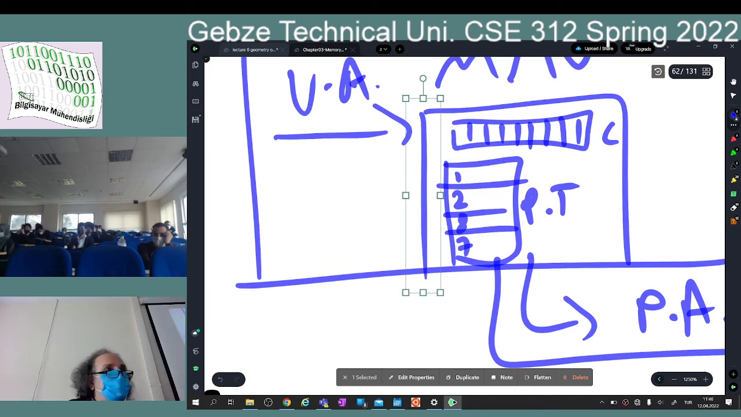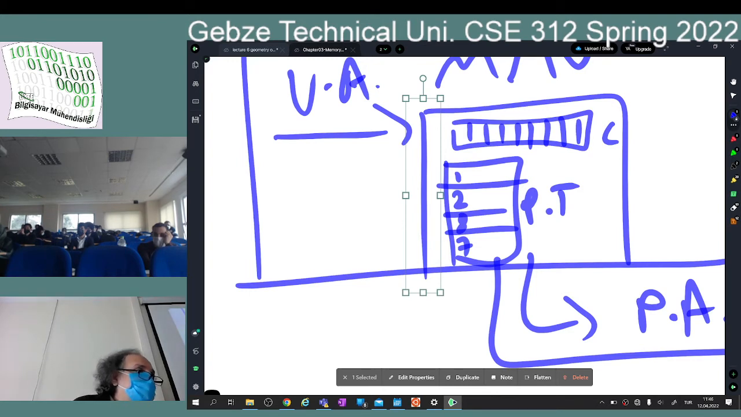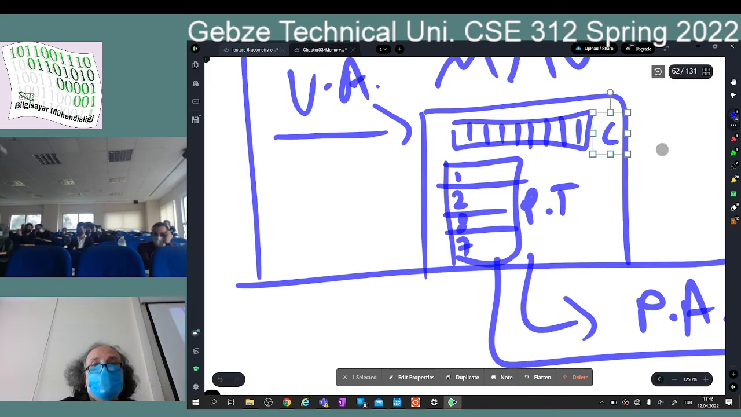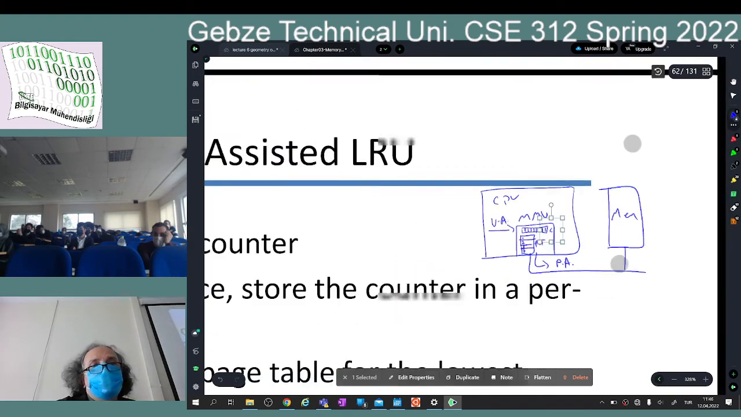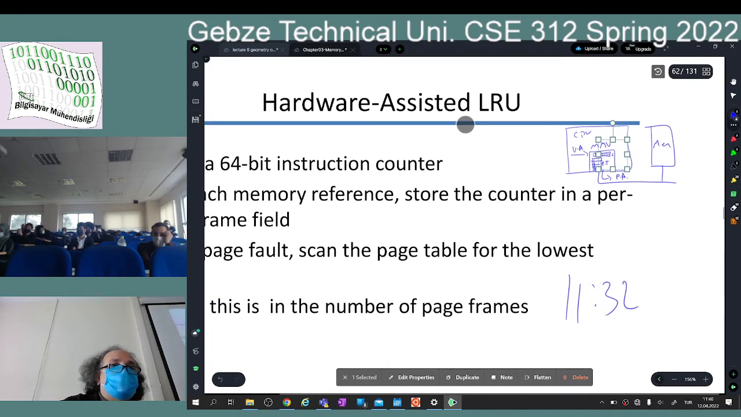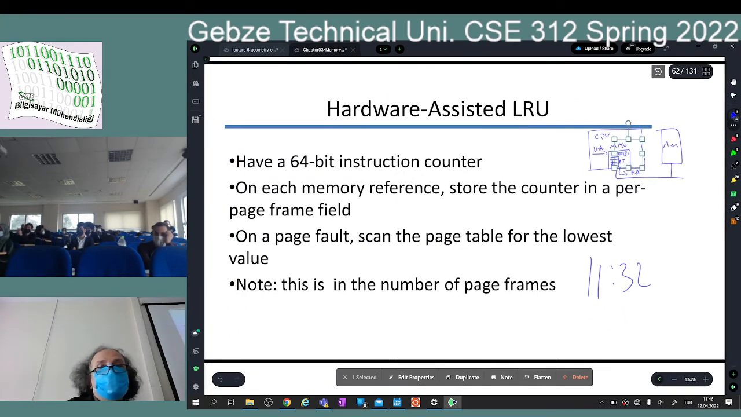There is no aging because I am keeping the actual access times of each page with the help of the hardware. Why is there a problem with NRU in that case? There is no problem with LRU. The problem with LRU is it needs hardware access. NRU, not recently used.